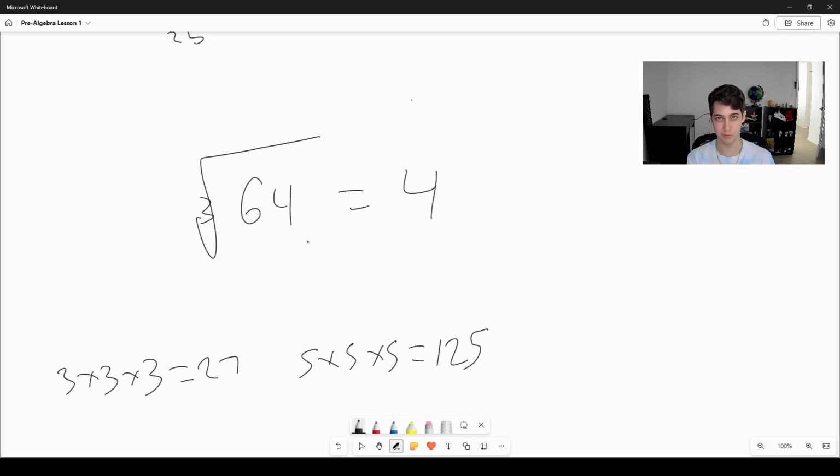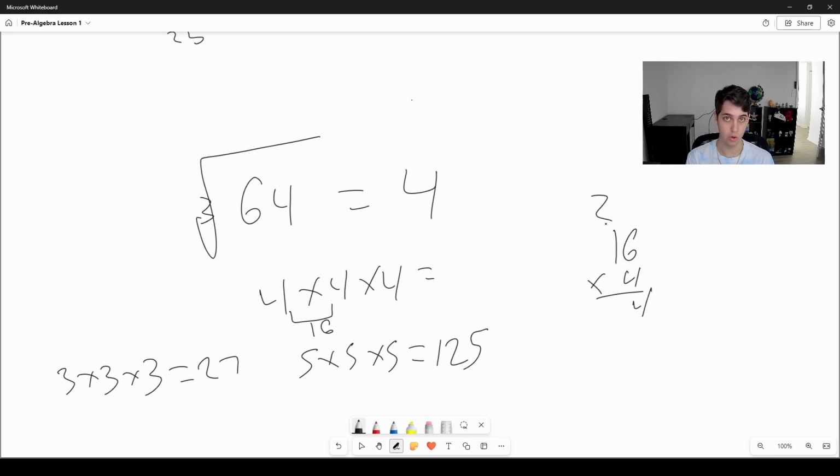Because remember, to be a perfect square or a perfect cube, it's got to come from an integer. But if we wanted to do it ourselves, 4 times 4 times 4, the first one would get us 16. And then 16 times another 4. 6 times 4 is 24. 4 times 1 is 4. Plus the 2 gets us 64. So yeah, hopefully that wasn't too bad. That's the basics of square roots and cube roots.